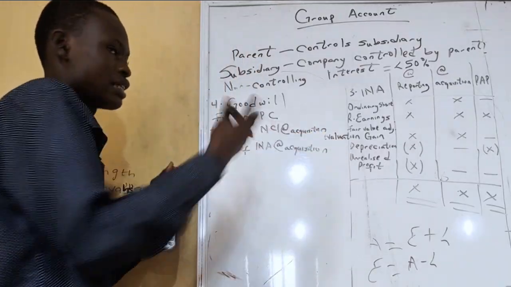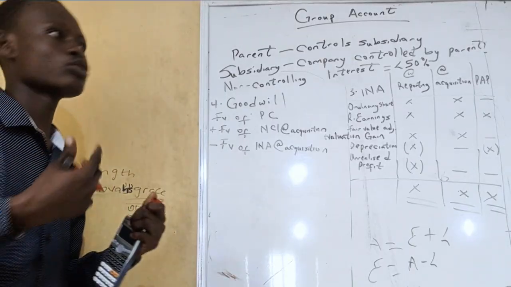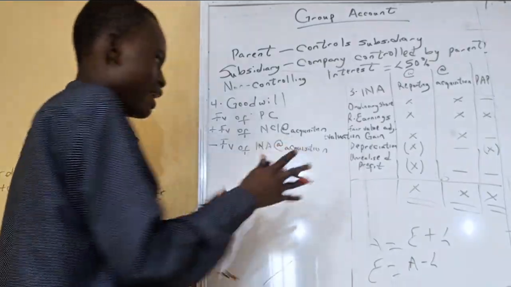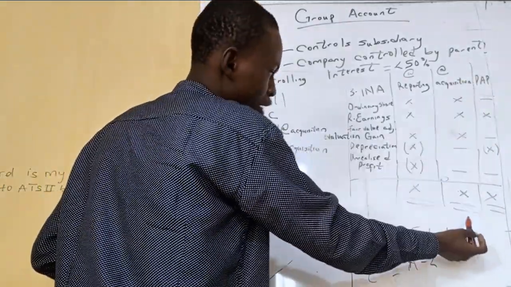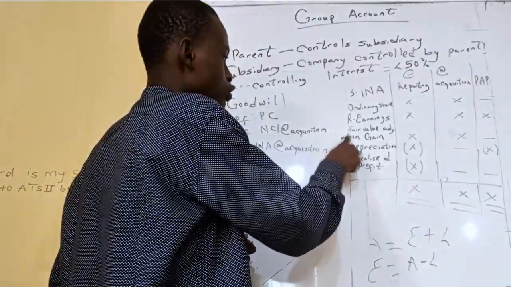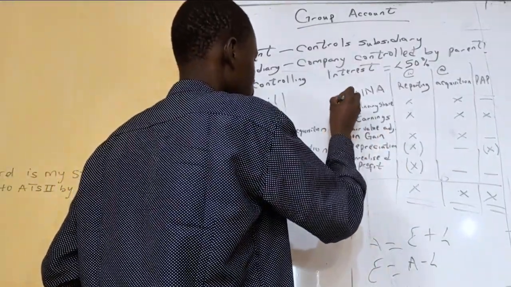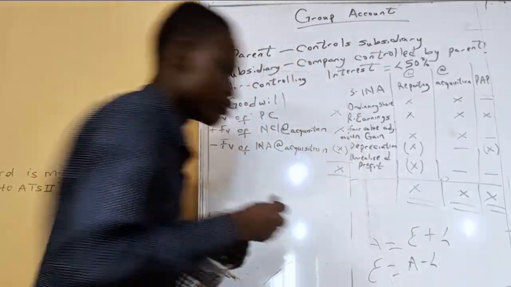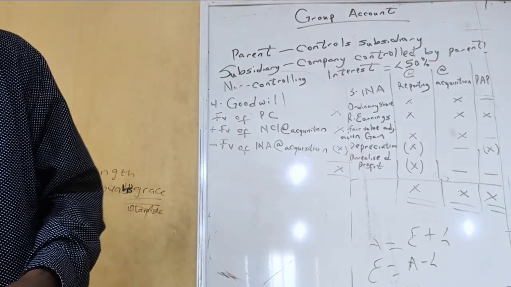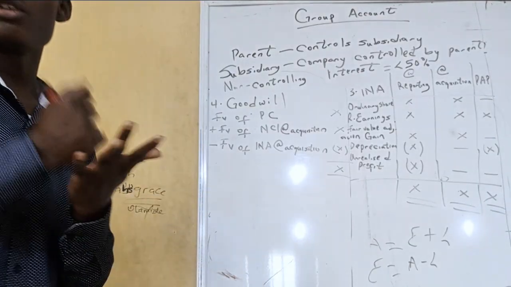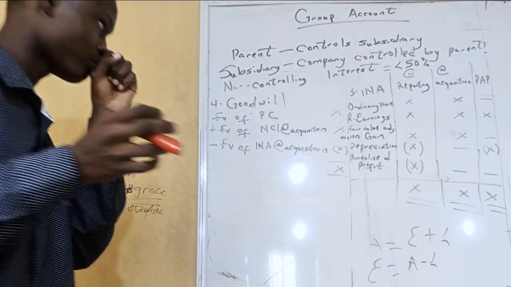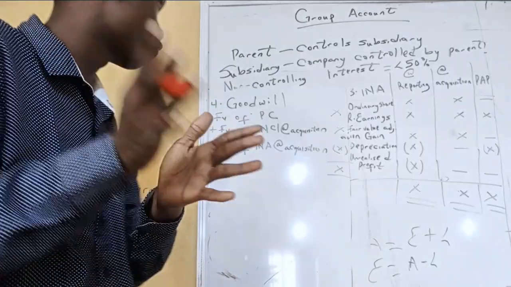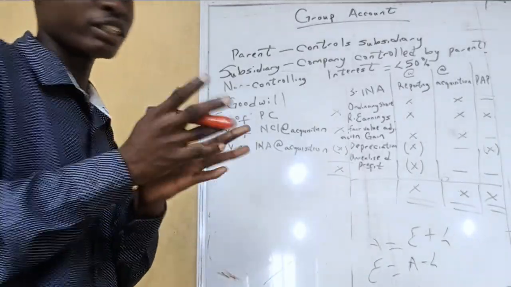The fair value of NCI at acquisition will be given in a question, but if it is not given, you can actually use your percentage to calculate it. Then the fair value of INA at acquisition will be the value you get here. You understand? So you add this plus this, then you less this, and that will give you your goodwill. So sometimes you might have negative goodwill, and when there is negative goodwill, we call that gain on bargain purchase. And your negative goodwill will be added to your consolidated retained earnings. Take note of that. It will be added to your consolidated retained earnings.